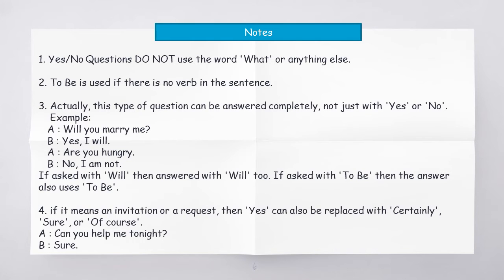And the last note, if it means an invitation or a request, then yes can also be replaced with certainly, sure, or of course. For example, can you help me tonight? The answer: sure. And you can answer of course or certainly.